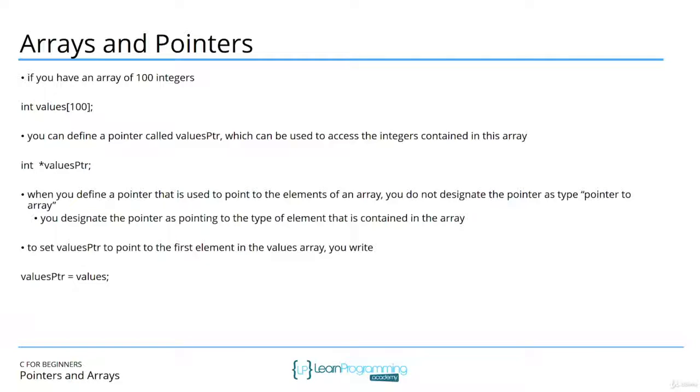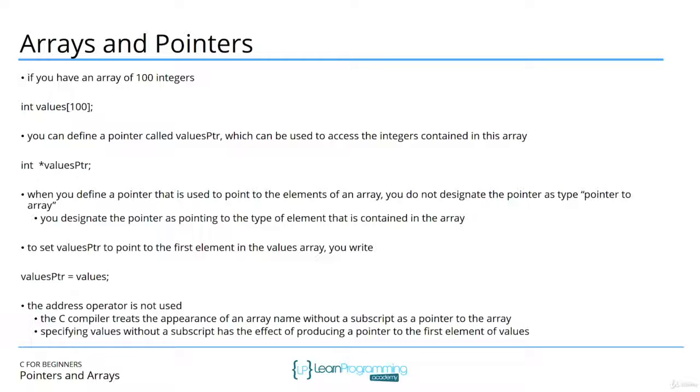So if you want to assign the first element of an array to a pointer, all you have to do is specify the array on the right hand side of the equals operator, and on the left hand side you just have the values pointer. This is going to point to the first address in the array, or the first element. The address operator is not used. Notice that. The C compiler treats the appearance of an array name without a subscript as a pointer to the array. So specifying values without a subscript has the effect of producing a pointer to the first element of values.